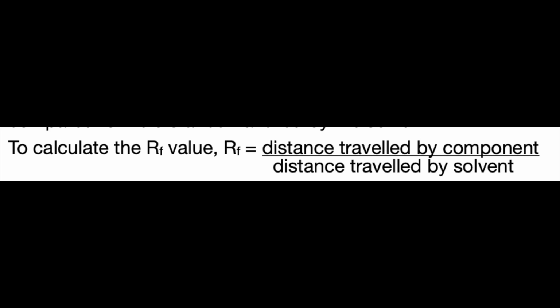Due to differences in their polarity and their solubility, they'll travel at different speeds. And by calculating an RF value, which is the distance travelled by your component divided by the distance travelled by your solvent, you'll be able to use that number calculated for your RF value, once it's been compared to a reference table, to identify a particular amino acid in your sample.